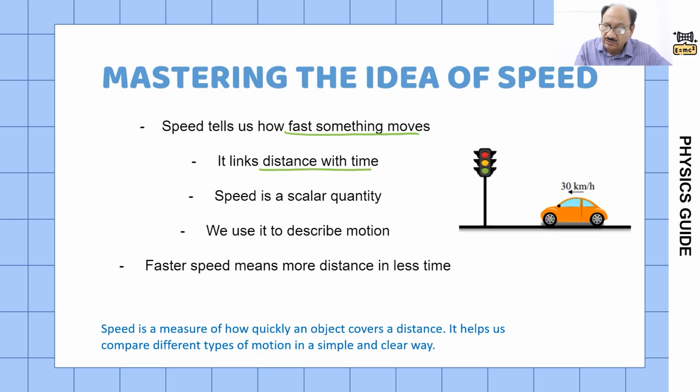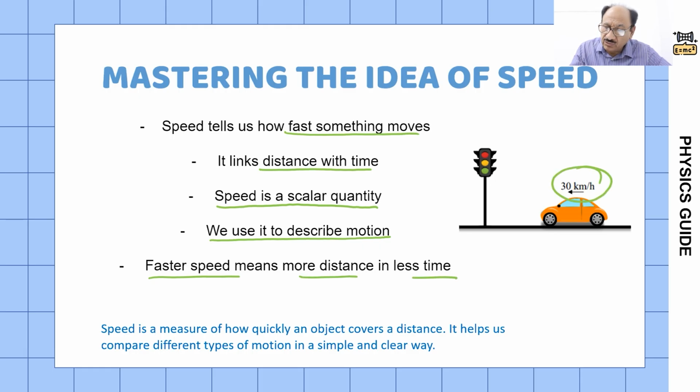So distance covered in a specific time. Speed is a scalar quantity. You will have to keep in mind it's not a directional quantity, it's just a scalar quantity. We use it to describe motion. Faster speed means more distance in less interval of time.